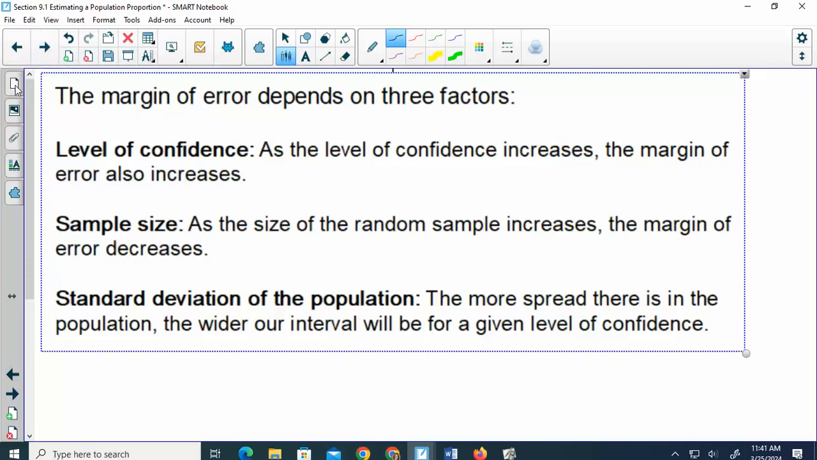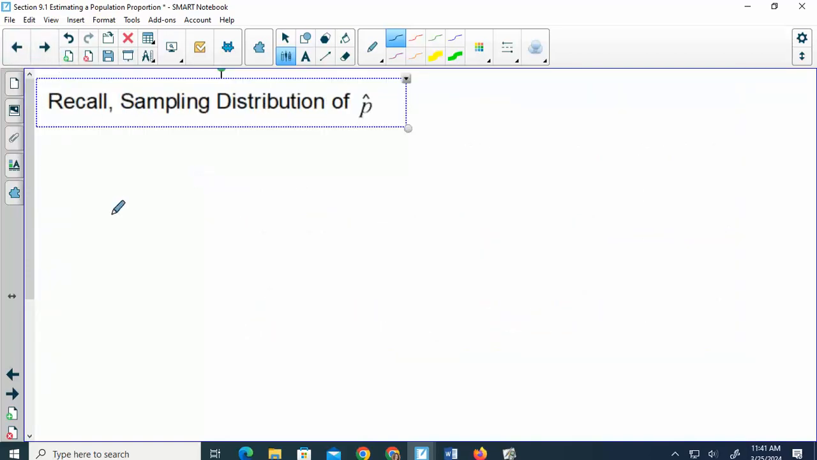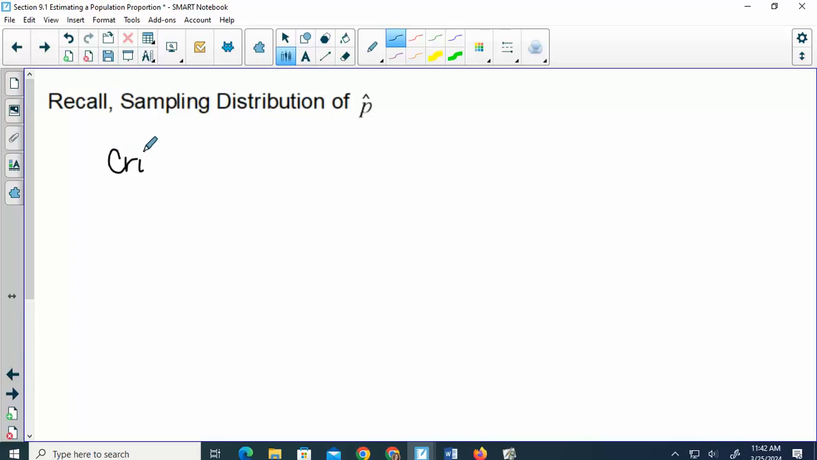So essentially, we're kind of narrowing it down. We know we're going to be creating an interval of values. Our point estimate is at the middle, and then we'll have to add or subtract some level of error with that. We're talking about p-hats today, so remember when I'm talking about p-hat, what were the criteria?